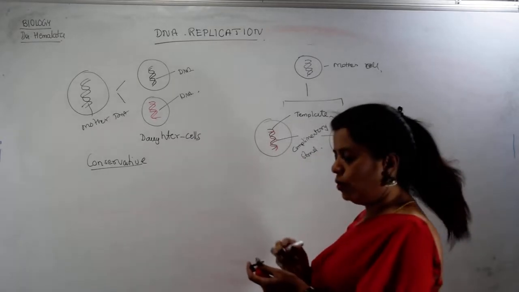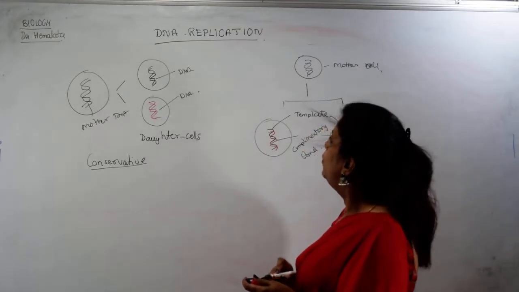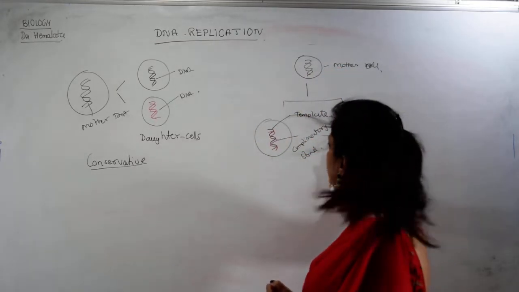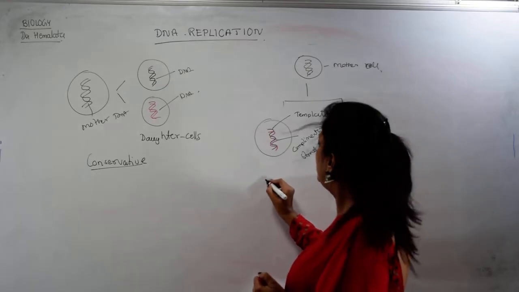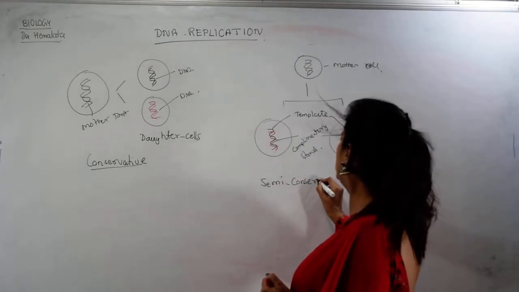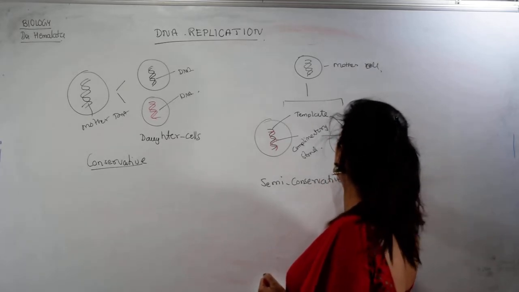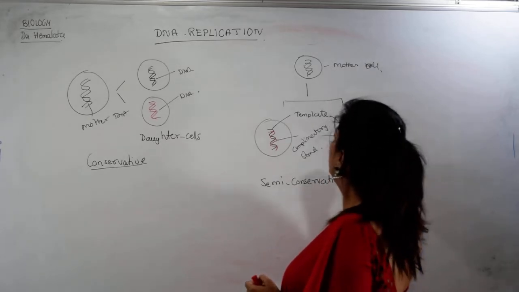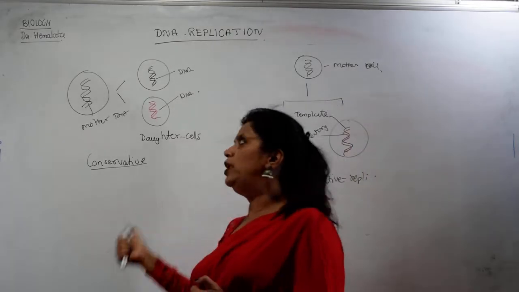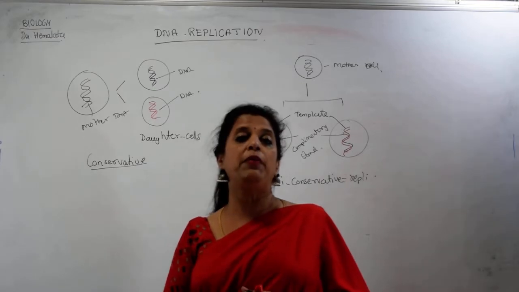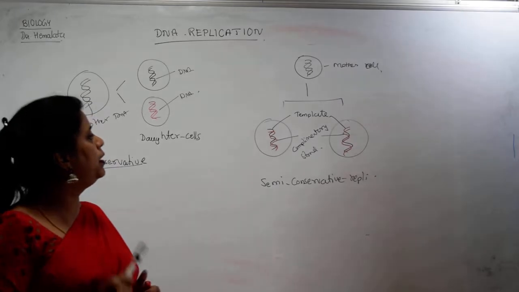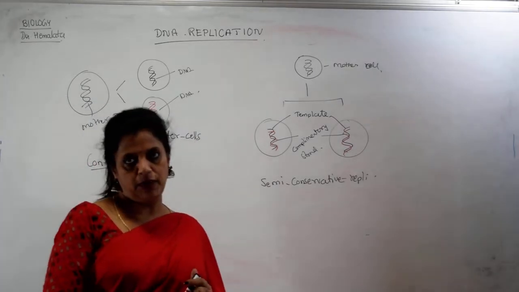Okay. So this was the second proposal where mother DNA is half conserved in one daughter cell and half conserved in the other daughter cell. They call this semi-conservative replication. This was given by Watson and Crick. Earlier, other scientists thought it must be conservative replication. So what is semi-conservative replication explaining?